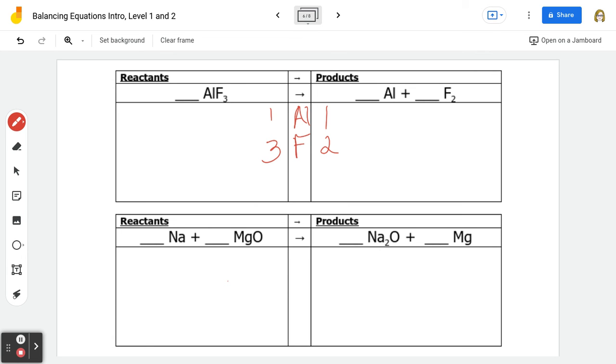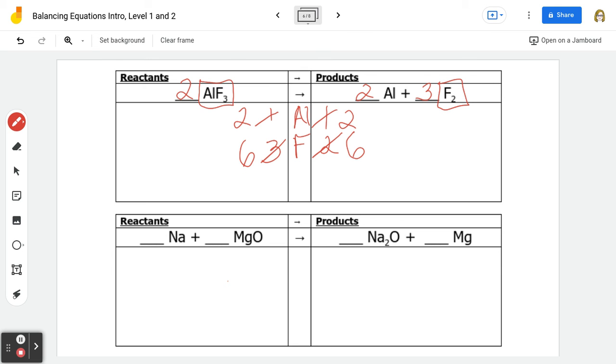So to get the side with 3 to 6, I'm going to need to multiply that by 2. Now remember, you're going to multiply the entire formula by 2. So Al is going to go to 2, and F is going to go to 6. So on the product side, I'm going to need 2 Als, so I'm going to put a 2 there for that coefficient. And F comes in groups of 2. So if I make a coefficient of 3, 3 times 2 would give me 6 Fs on my product side. And both of those elements will be balanced.